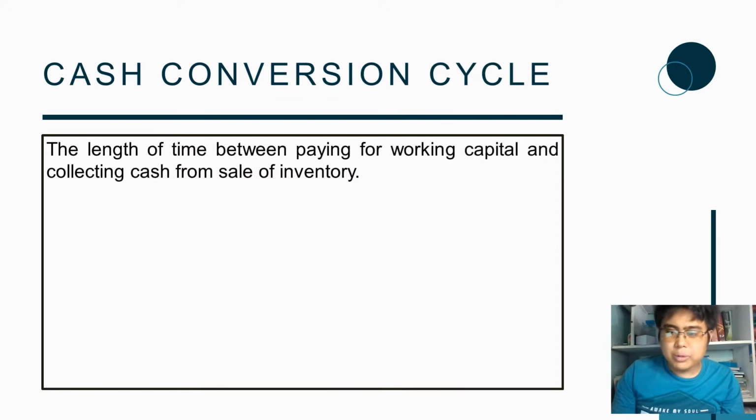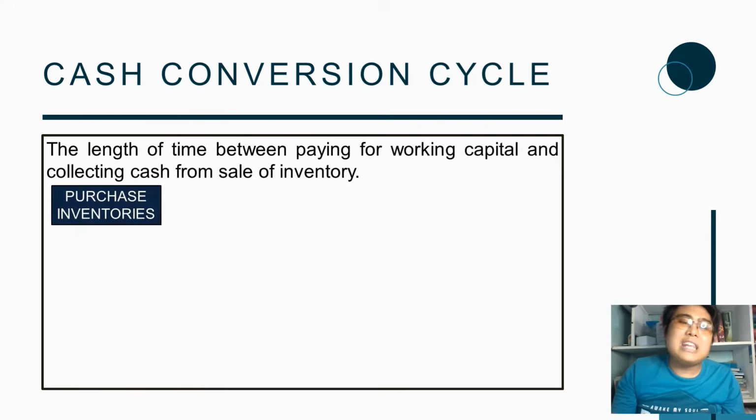Kung titignan mo, magkaiba ng starting point ang operating cycle sa cash conversion cycle. Kanina operating cycle, ang starting point niya is from the moment na binili mo yung inventory. Sa cash conversion cycle, ang starting point is from the moment na binayaran mo yung inventory. Pero pareho sila ng end kung titingnan mo.